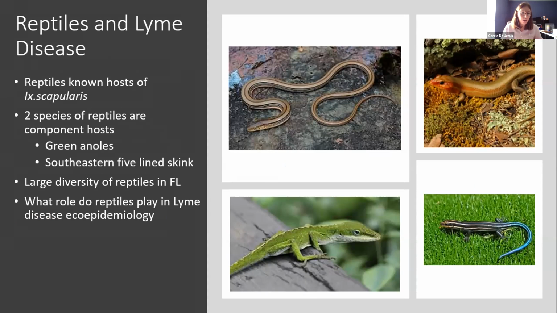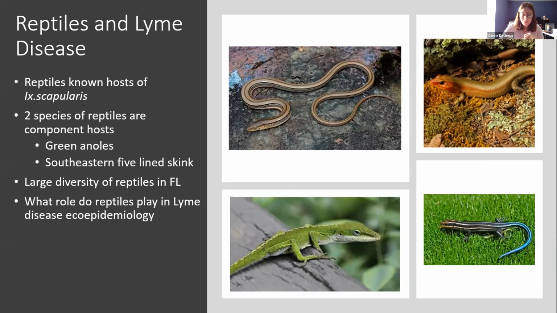So reptiles are a known host species for Ixodes scapularis, the black-legged deer tick, which is primarily the vector of Lyme disease. Previous studies found in a laboratory setting that green anoles and southeastern five-line skinks were competent for Borrelia burgdorferi, the Lyme disease bacteria, but this hadn't really been tested in the field, and Florida is one of the most diverse states for herps in the US.